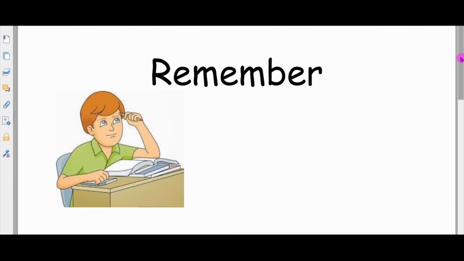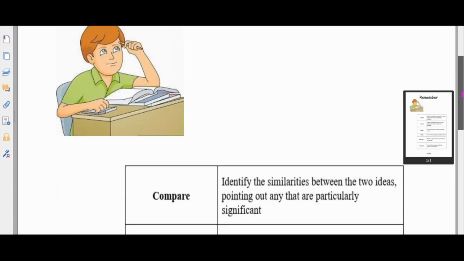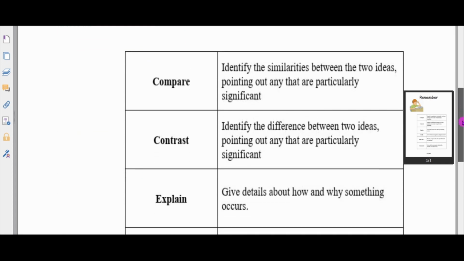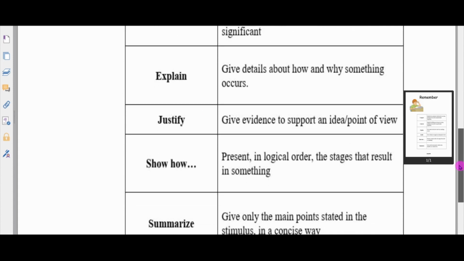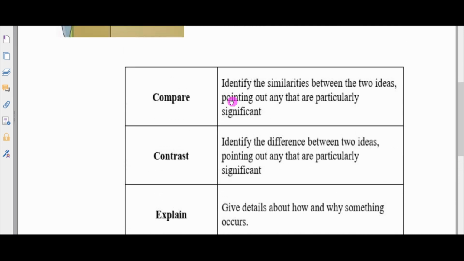So this is one of the charts that we have in class. And remember, we had said we need to compare, contrast, explain, justify, show how, and summarize. And we need to be aware of what these things mean when we get our writing prompt for all our exams. So compare means to identify the similarities between two ideas, pointing out any that are particularly significant.